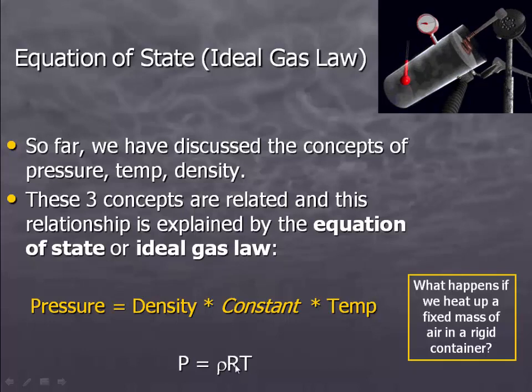Whenever I do this with students, I like to just cross out the R and focus in on the relationships. If you cross out the R in this equation, you're left with pressure is equal to the Greek letter rho, which is density, times temperature. Okay? And in this particular equation, the units for pressure are pascals, density is kilograms per meter cubed, and temperature is in Kelvin. So when we solve this equation, we'll be using those particular units.